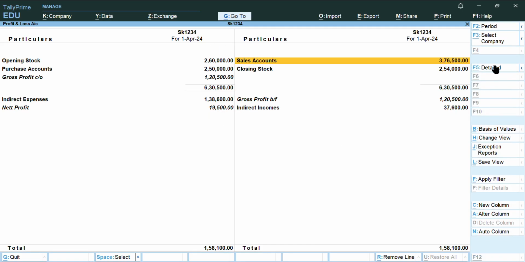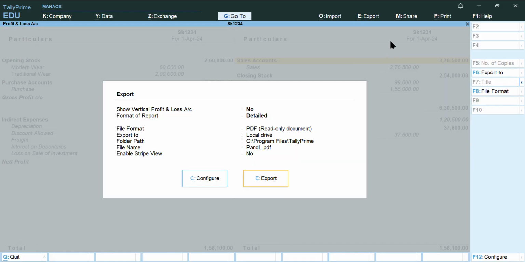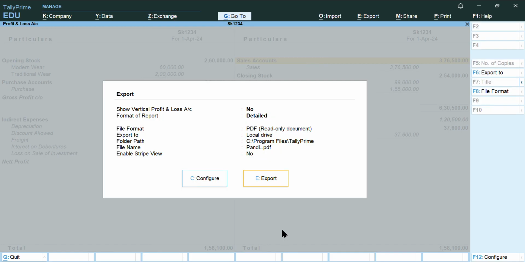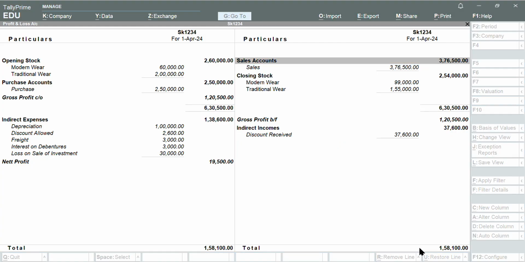Go to the detailed form. This you can do in the export also. When you go for export, current statement, you see here in the configuration, you come here. What type of file? Format of report is detailed. If you want to download the detailed file, then you can make the change here also. Anyway, leave it. The P&L account file name is correct. Export it. In this system, it is asking me to overwrite because I have some solutions already exported, so it is overwriting those.